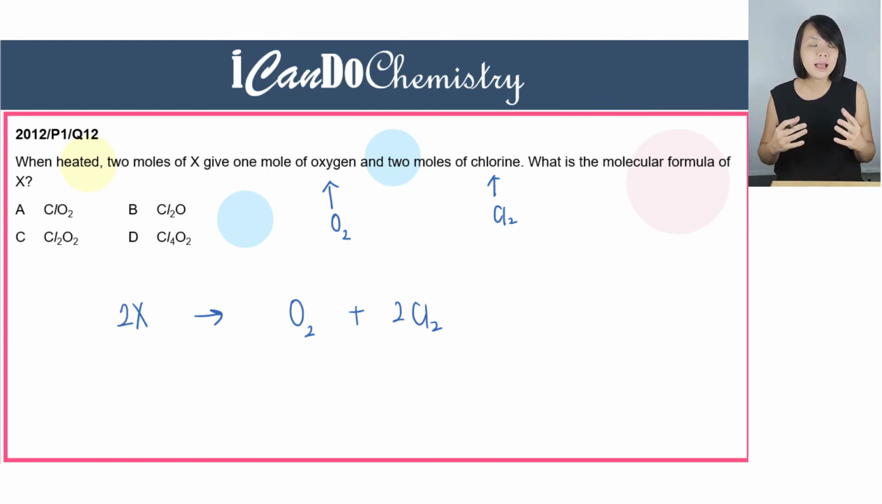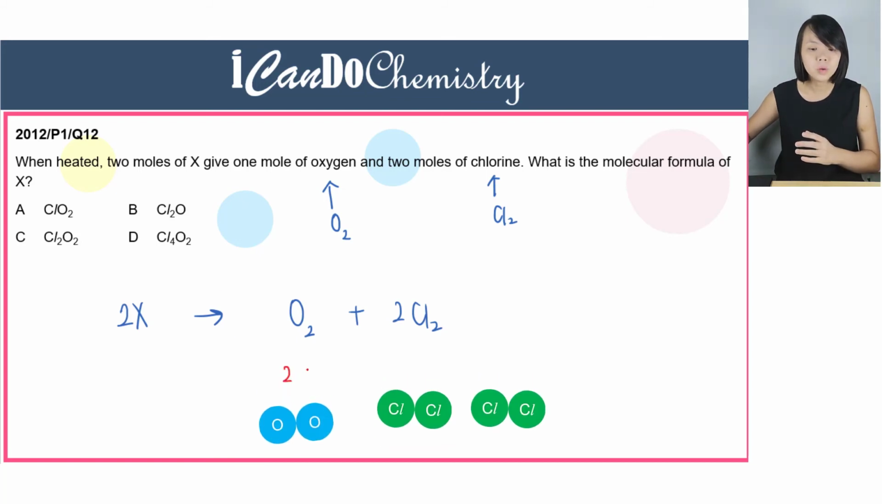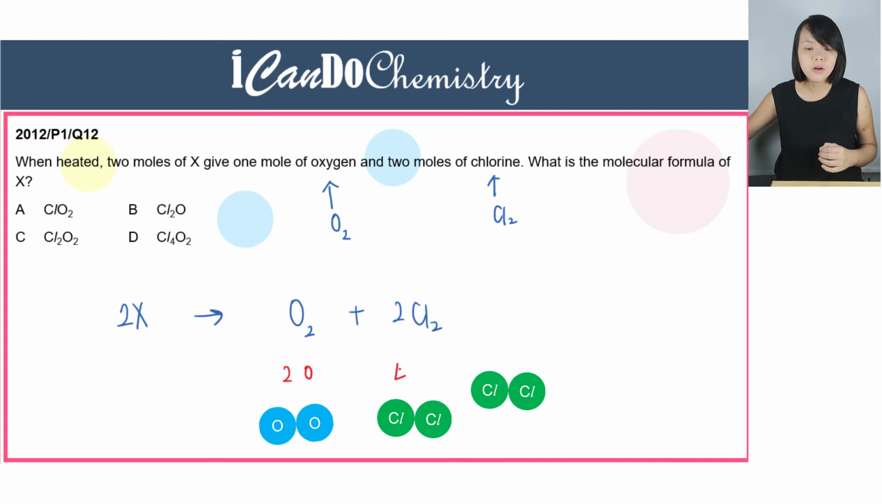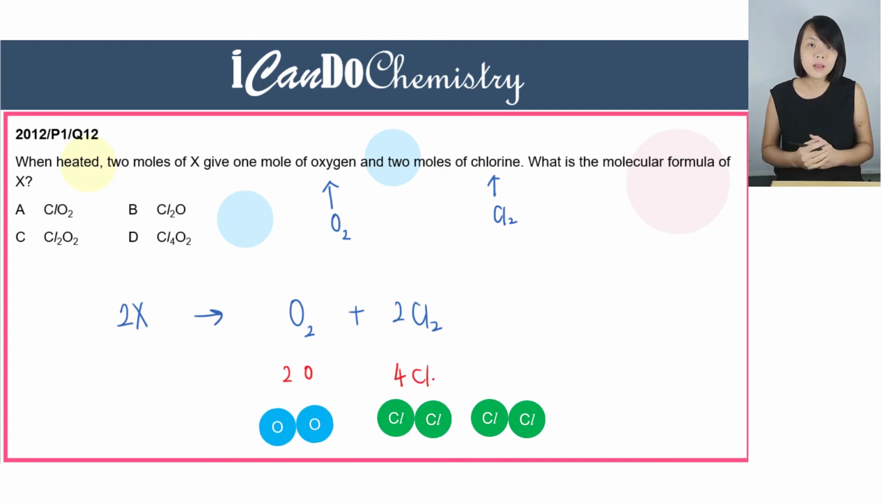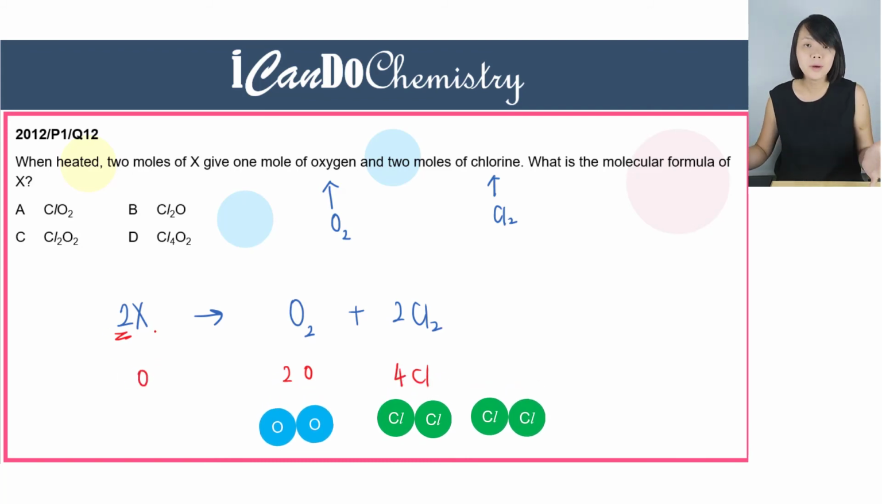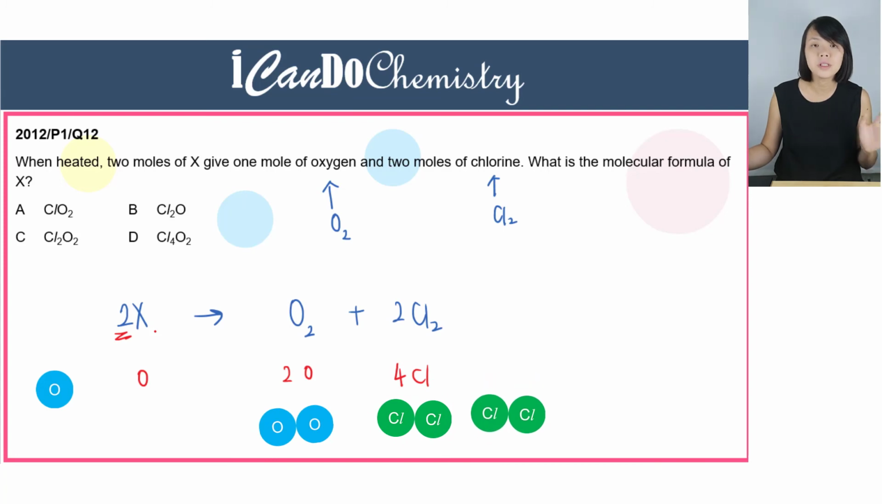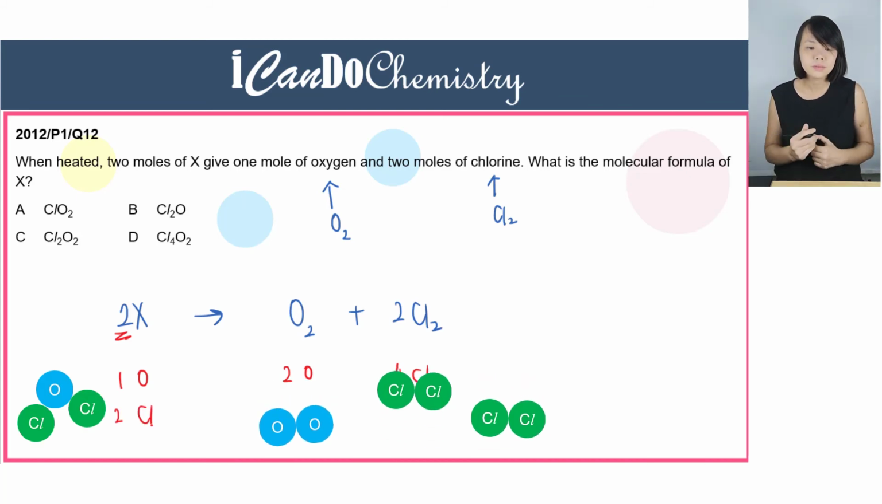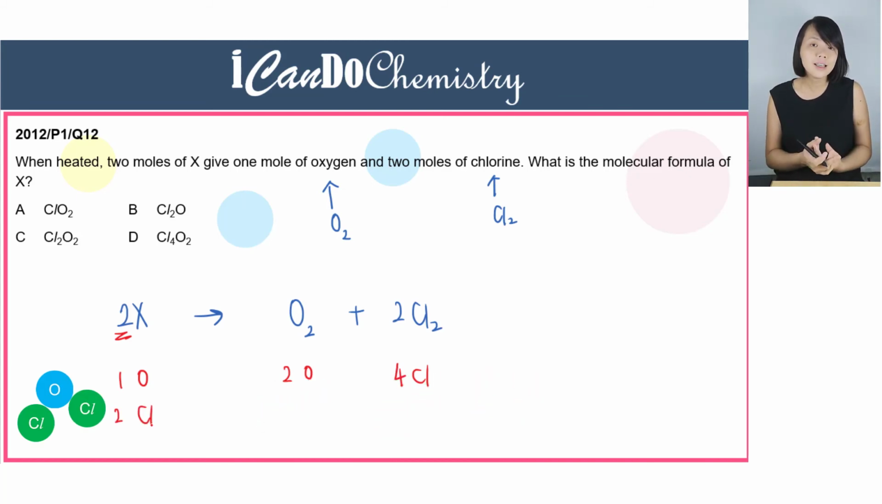So how many oxygen and chlorine are there on the right hand side of the equation? We got 2 oxygen, we got 4 chlorine. Now it is given that there is 2 moles of X. So if 2 moles of X produces 2 oxygen, then 1 X will only have 1 oxygen. What about chlorine? If 2 moles of X produces 4 chlorine, then 1 mole of X should only produce 2 chlorines. So what do you think the answer is?